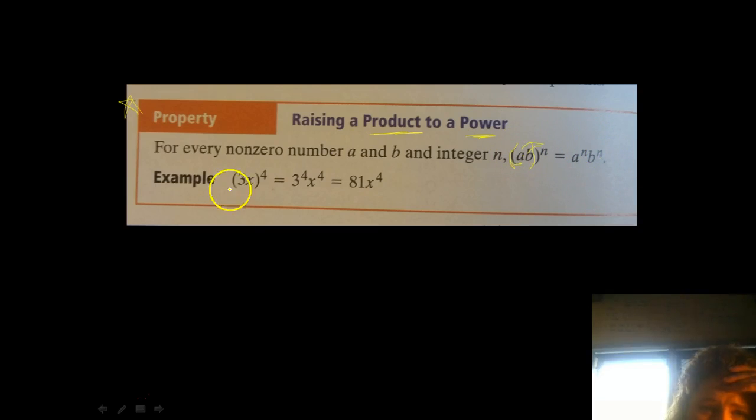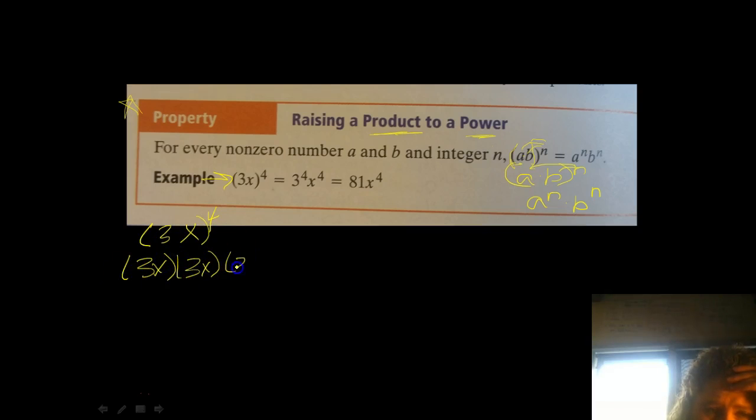So let's take a look at what this is saying. I have 3 times x to the 4th. What this is saying is that you can take your n here and distribute it to both. So I had a times b to the nth. Give it to both. We have a to the nth times b to the nth. Let's go back to this example, 3x to the fourth. What is this saying? Well, you have 3x, 4 times.